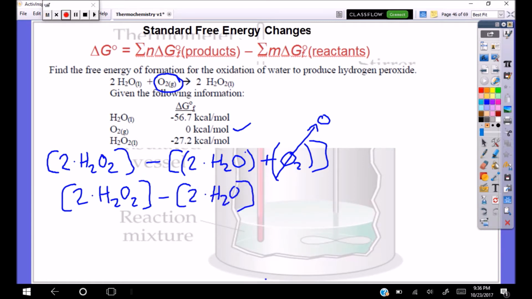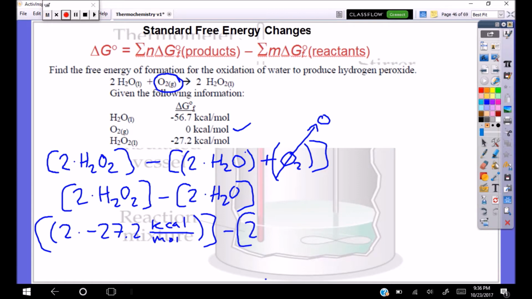All right, and let's plug in. We get 2 times negative 27.2 kilocalories per mole, and we're going to subtract that 2 times negative 56.7 kcals per mole. So we're going to have to be careful with our signs there.